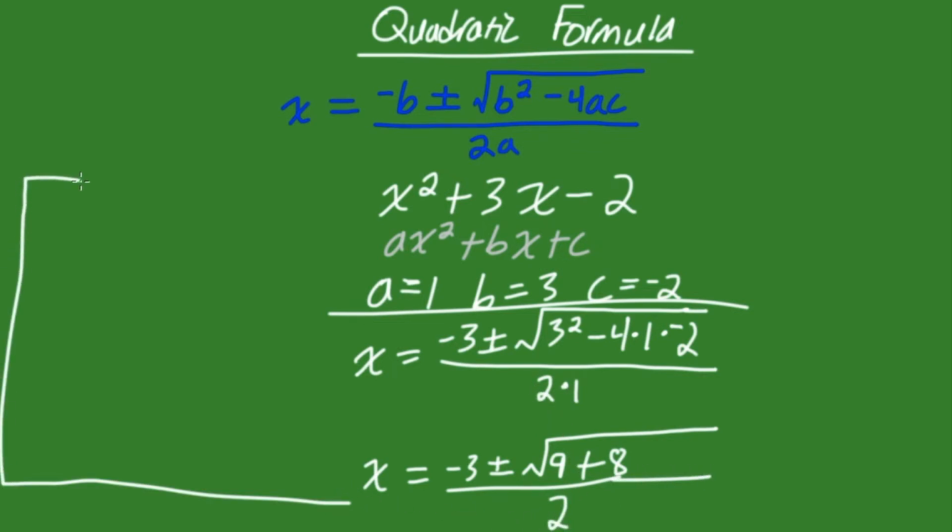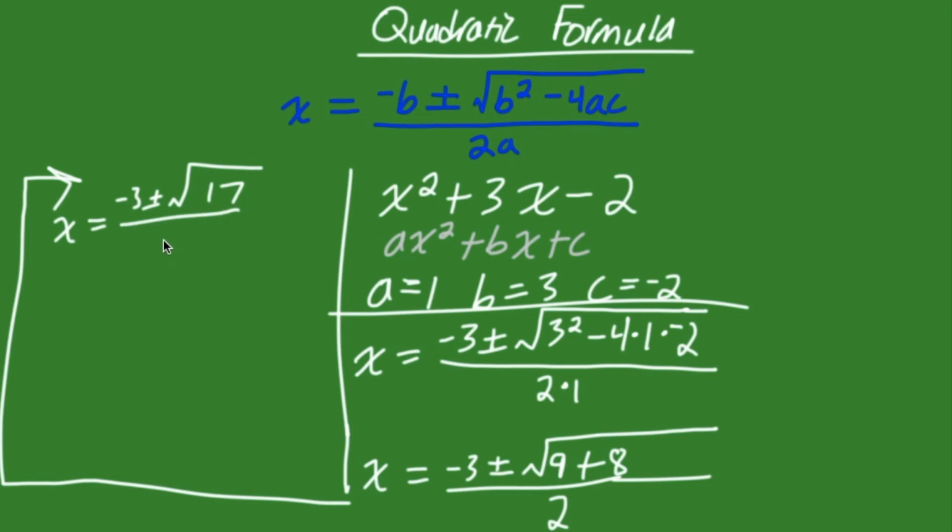And I'll move this over here so we have more space. So now we have x is equal to minus 3 plus or minus the square root of 9 plus 8, which is 17, over 2. And if we look at this equation, that's about all that we can do to simplify it. So that means that the solution to our quadratic x squared plus 3x minus 2 is negative 3 plus or minus root 17 all over 2.